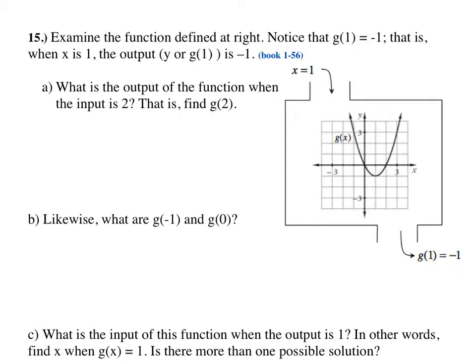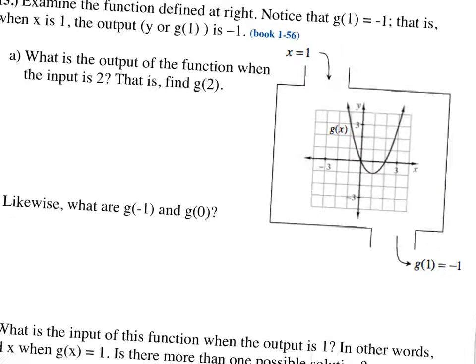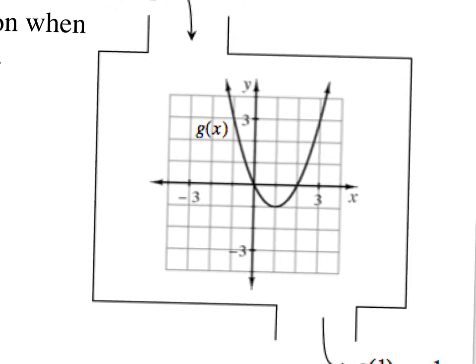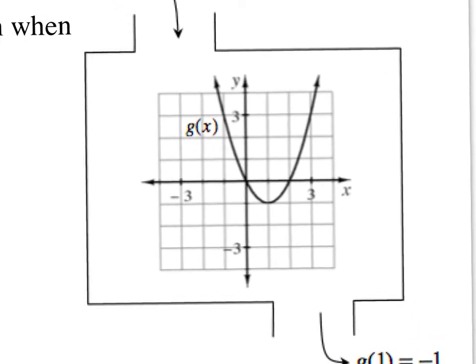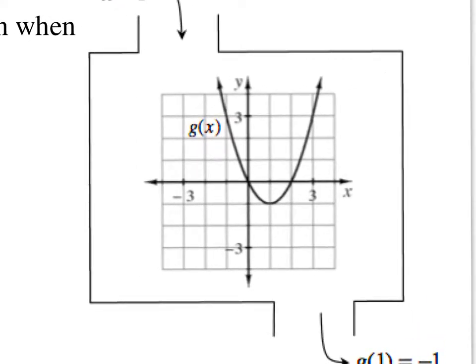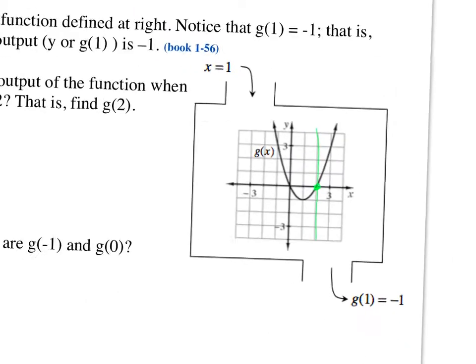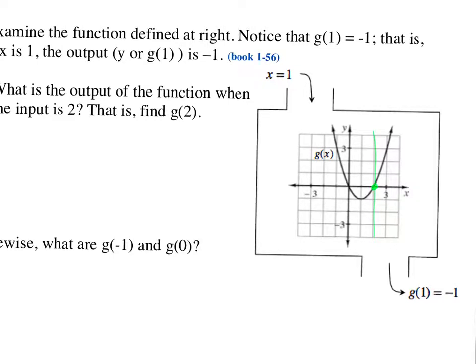We're going to skip to 15, and we're going to look at finding the output when we're given an input. So we're given this graphic here, and we want to find out what is the output when we have g of 2. So when our x is 2, when you look at the graph, you're going to locate 2 on the x, which is right here, and I see it's located right at 0. So g of 2 is going to be 0.